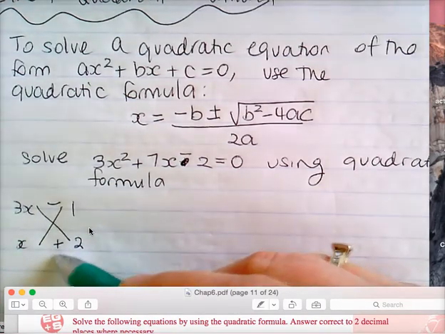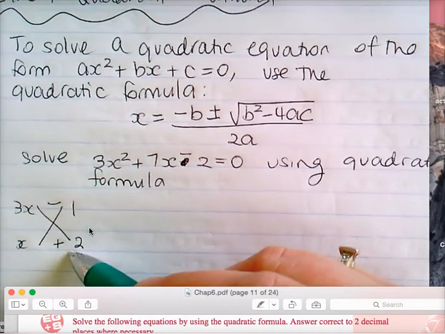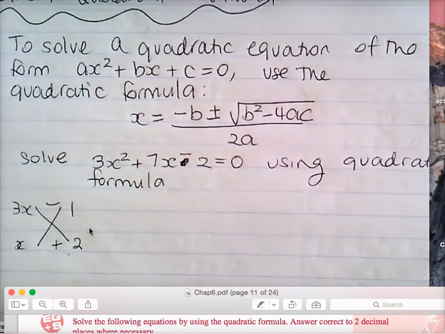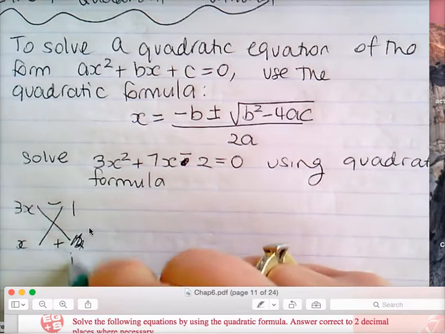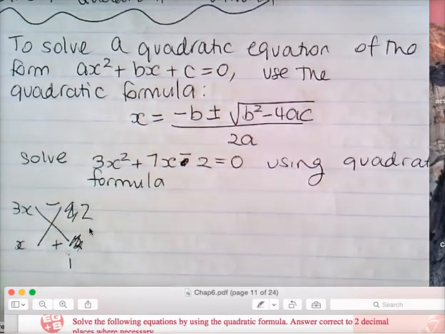If I put the negative 2 there and the positive 1 there, I'll get minus 6x plus 1x, negative 5x. It can't be solved. Even with the signs, it won't solve. The reason it can't be solved is that the answers are not whole numbers.